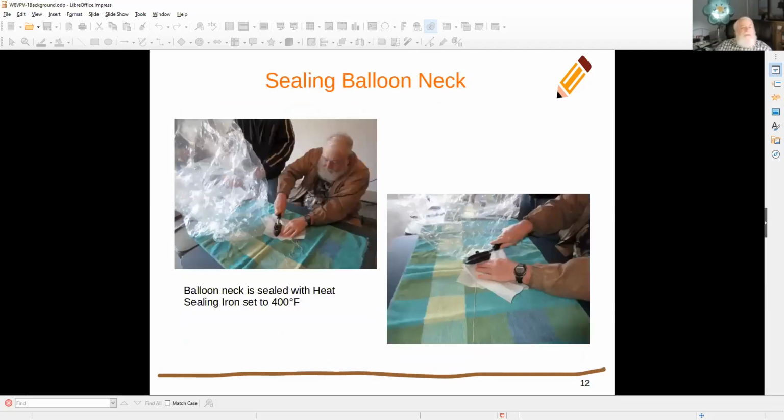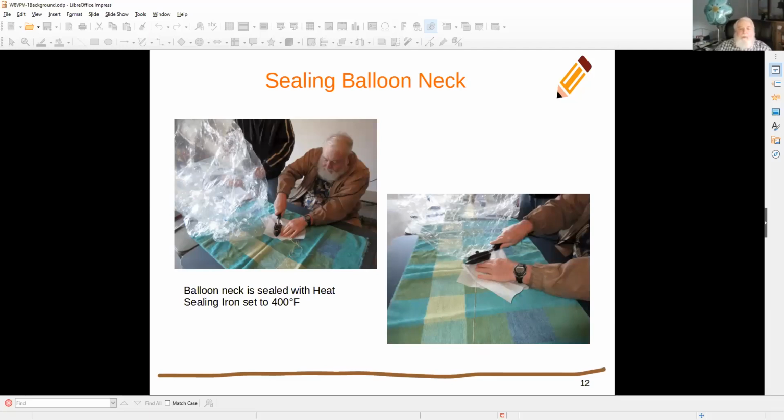Okay, so now it's time to seal off the balloon. The people at Scientific Balloon Solutions suggest a particular heat sealer iron, and so we bought one of those for the second balloon launch. Or maybe we even had it for the first balloon launch. I think we had it for the first. And we set it up to 400 degrees.